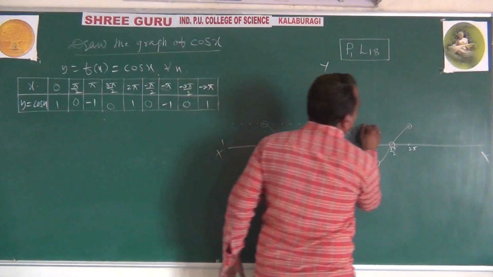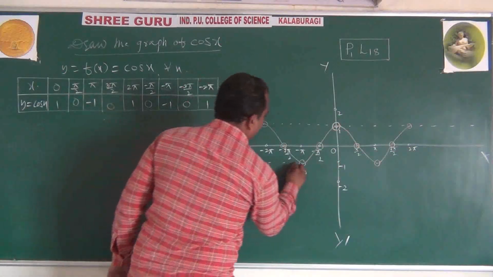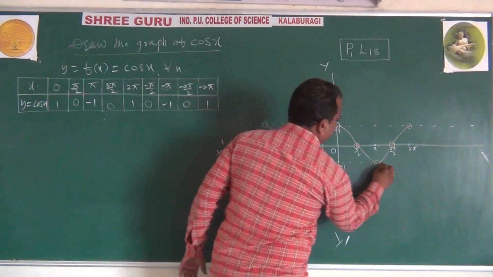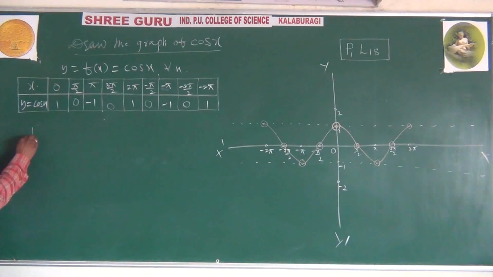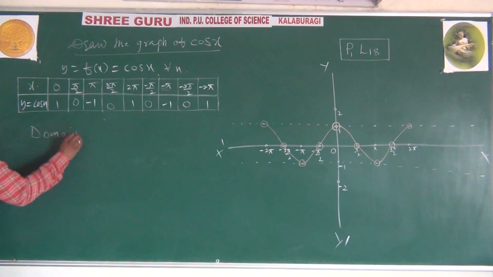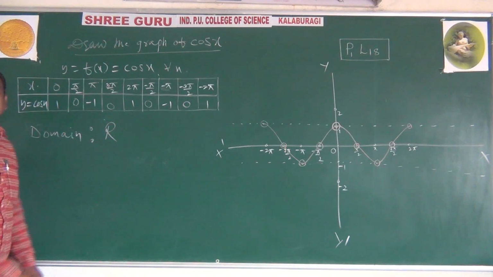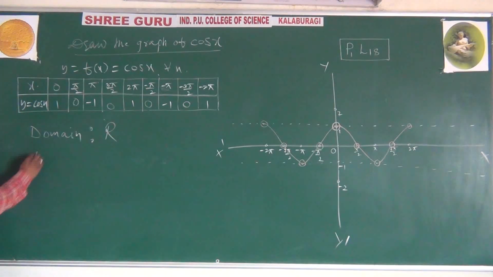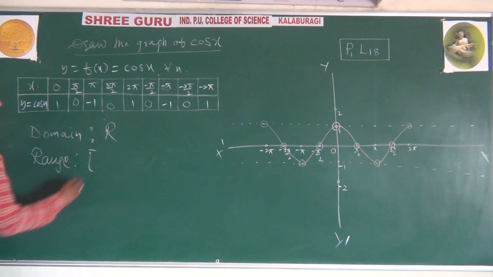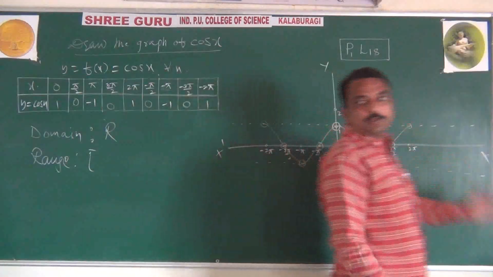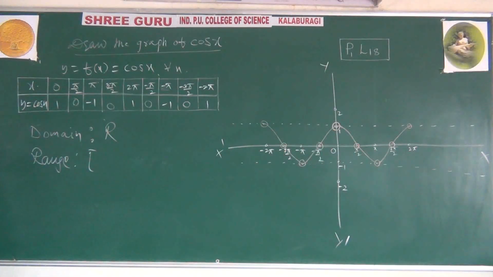We will discuss the range. See, students, this is the graph of cos x. The domain of this graph is the set of all real numbers, and the range is also the same, minus 1 to plus 1. It can't proceed more than 1 and minus 1.